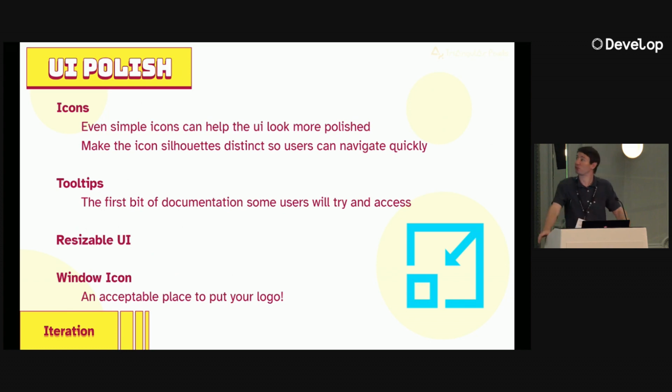Some often overlooked bits of UI polish. Again, we're talking about things that can differentiate your asset from everybody else's. Even very simple icons can help elevate your UI and make it look a lot more professional. Icon design, obviously, focus on the silhouette and the shape rather than the detail. Tooltips are really important, and they're often overlooked. Tooltips are often the first piece of documentation that your users will see, because they are documentation. And it is very tedious to put them everywhere, but your users will thank you for it.